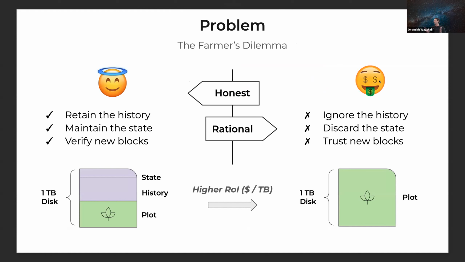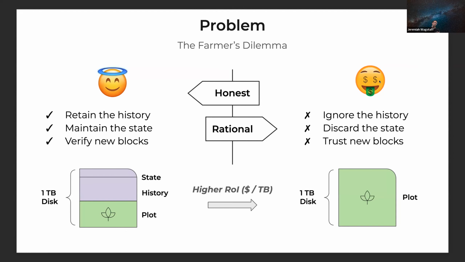So the core problem that we saw was that storage is the thing that you're pledging to the network to get a reward. So if you're running a farmer, a consensus node in one of these proof of capacity blockchains, then you're basically penalized for being a good node. If you actually store the history and maintain the state, that space is going to count against your plot. The bigger your plot, the more your reward.